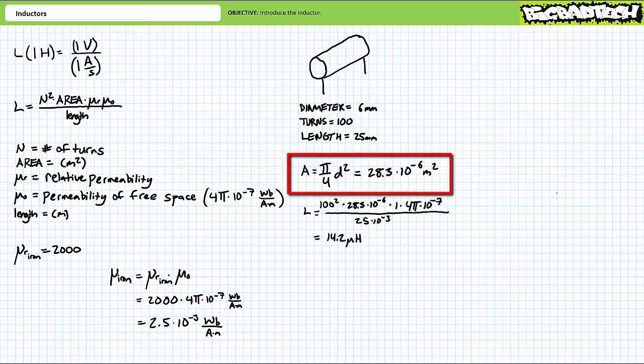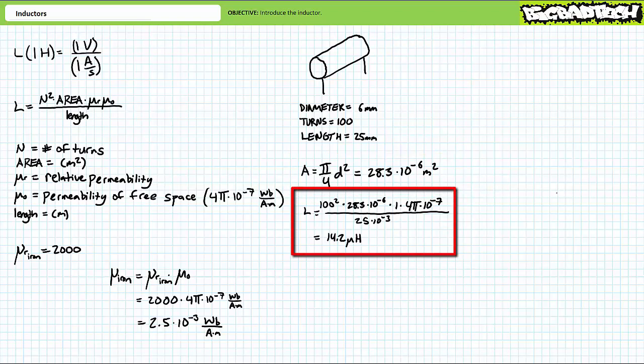A diameter of 6 millimeters means this coil has a cross-sectional area of 28.3 times 10 to the negative 6 meters squared. Substituting our given values into the inductor construction formula demonstrates this air core inductor will have an inductance value of approximately 14.2 microhenries. This is a pretty weak inductance value.